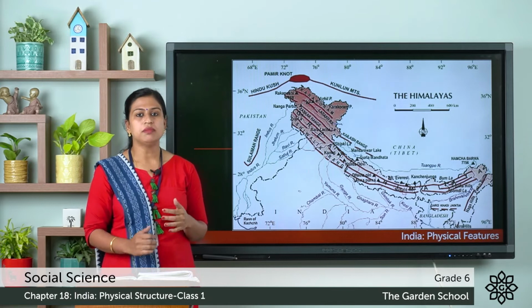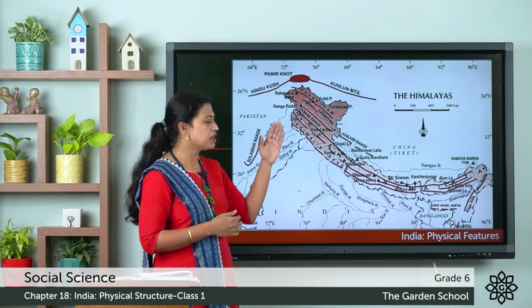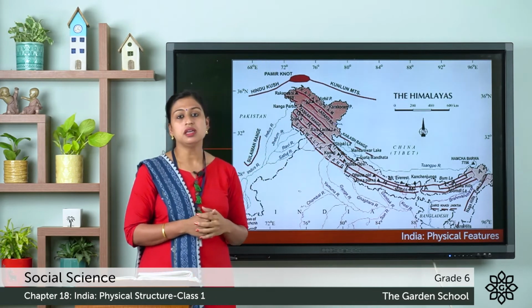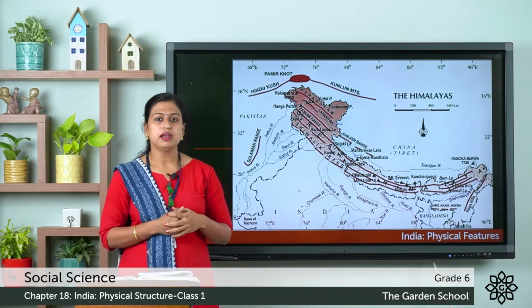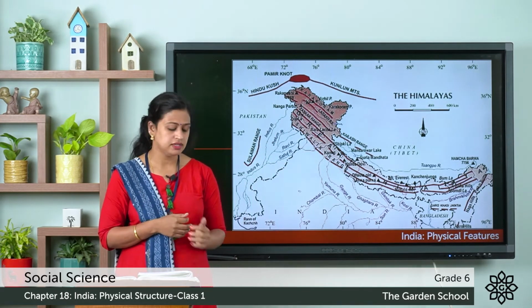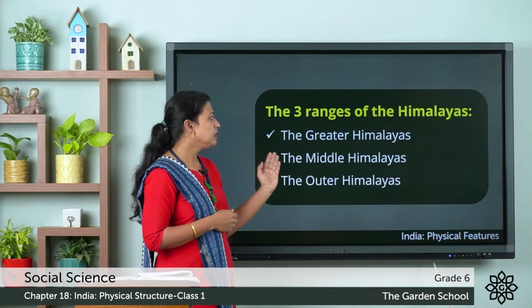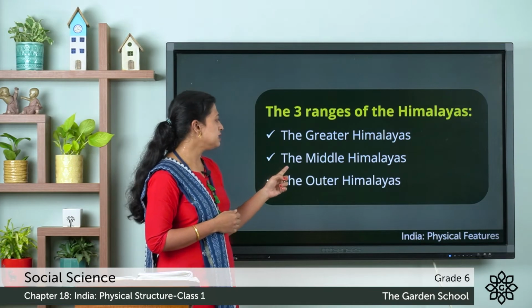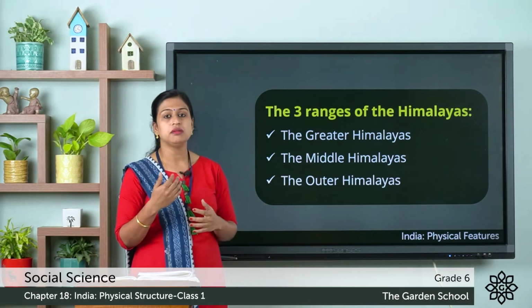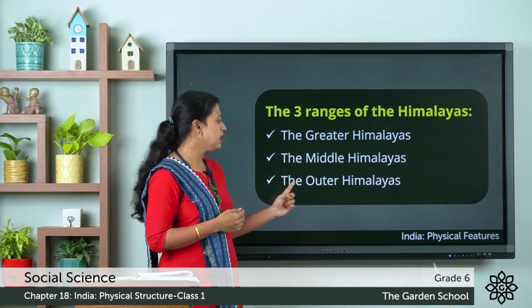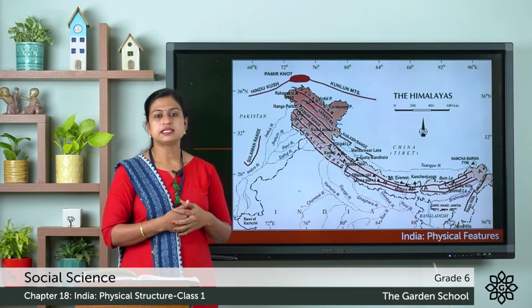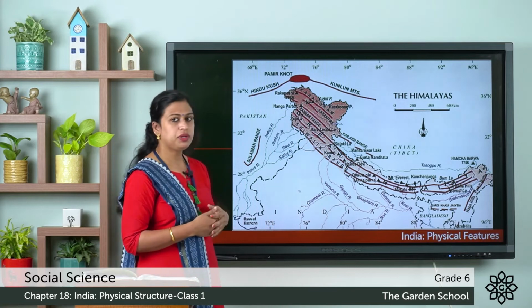So here the Himalayas stretch from Kashmir in the north to Arunachal Pradesh in the east. And the Himalayas have three ranges. The first one is the Greater Himalayas or the Himadri. The second one is the Middle Himalayas or the Himachal. The third one is the Outer Himalayas or the Shivalik. So here in this map, you can see the three ranges.